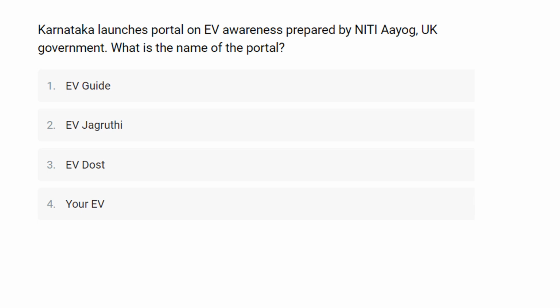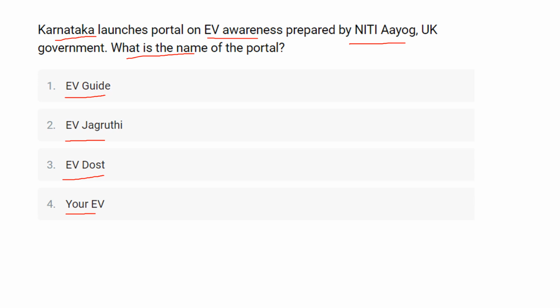Karnataka launches portal for EV awareness prepared by NITI Aayog and UK government. What is the name of that portal? So here in this question they are telling you that Karnataka launches a portal for EV awareness, which is prepared by NITI Aayog and the UK government, and what is the name of that portal? Okay, for this the first option here is EV Guide, second is EV Jagruti, third is EV Dost, and the last one is Your EV.